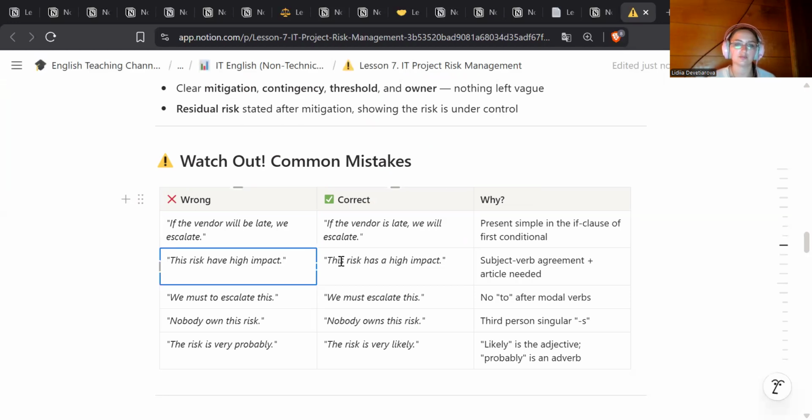This risk have high impact. This risk has a high impact. We need an article and also risk, it is it, so risk has. We must to escalate this. We must escalate this, without to. Nobody owns this risk. The risk is very probably. The risk is very likely. Probably is not a proper word in here.